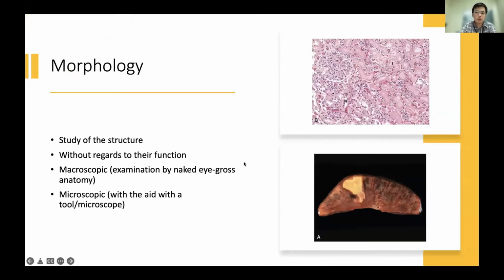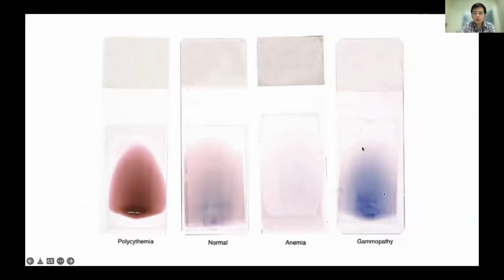So what is morphology? Morphology is a study of the structure without regards to their function. So morphology assessment can be divided into macroscopic, meaning examination by naked eye, as shown in this picture, figure 1. And then there's also microscopic examination of morphology with the aid of a microscope, as you see here. So in hematology, because we are assessing the morphology of mostly blood cells, which are very small, we spend a lot of time sitting in front of a microscope.